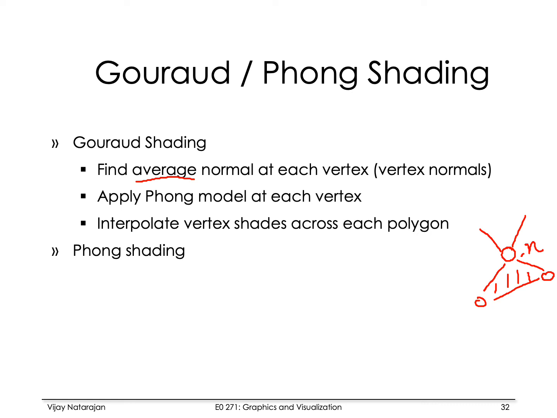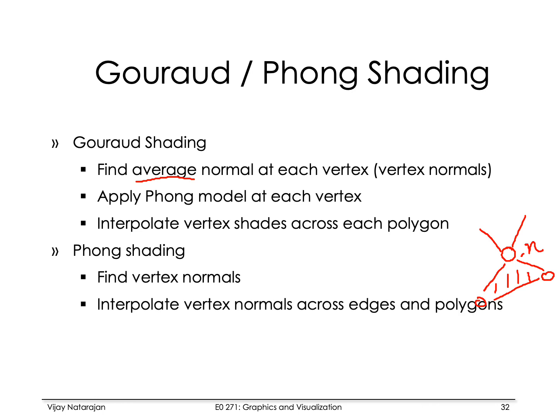Right. So let's next talk about Phong shading. In Phong shading, you again find the vertex normals, no difference here. But now you interpolate the normals across the edges and the polygons, in case you use polygons to represent your object. And then what you do is you find the shades along the edges and inside the polygons by computing the Phong model at each point inside the edge and inside the polygon.